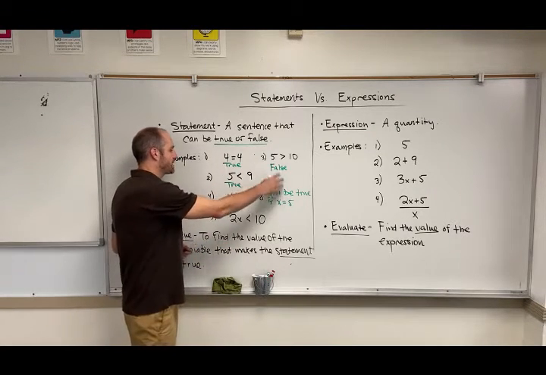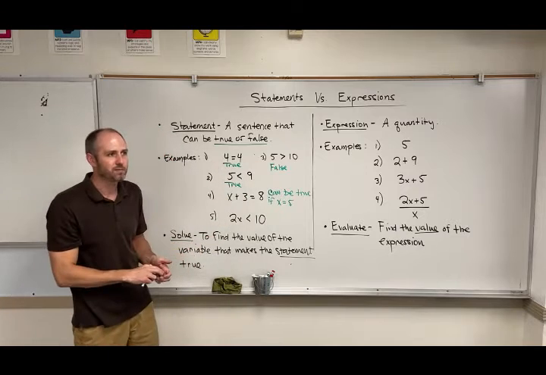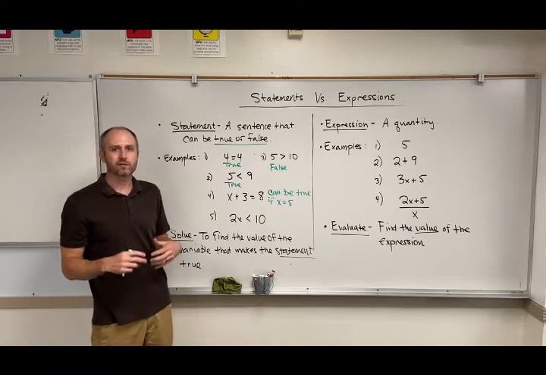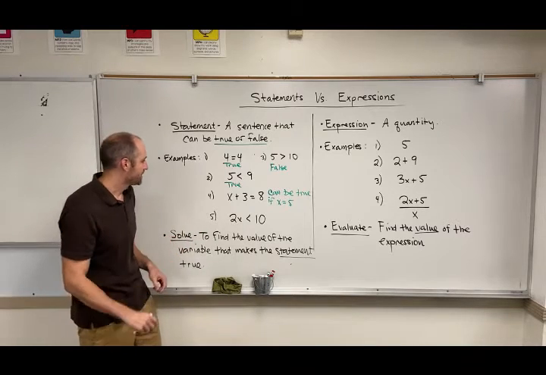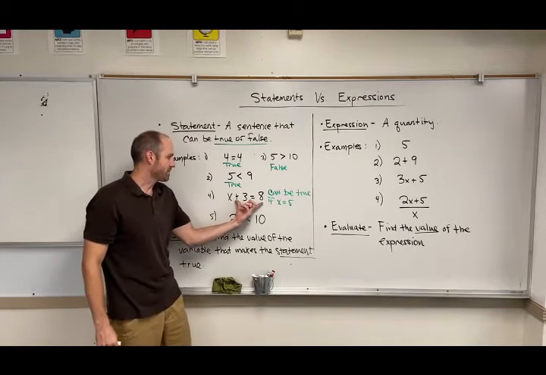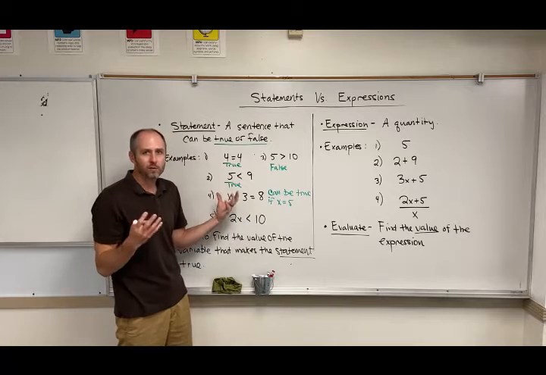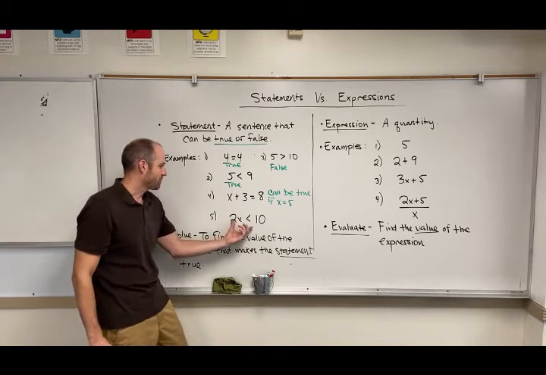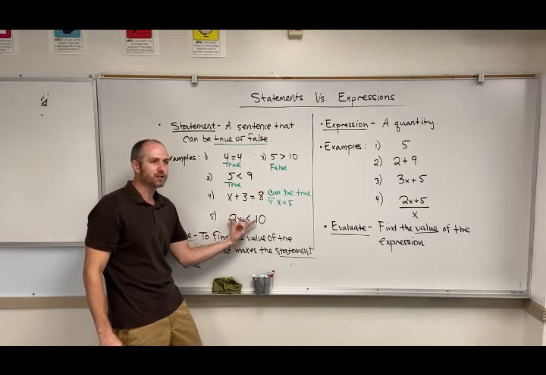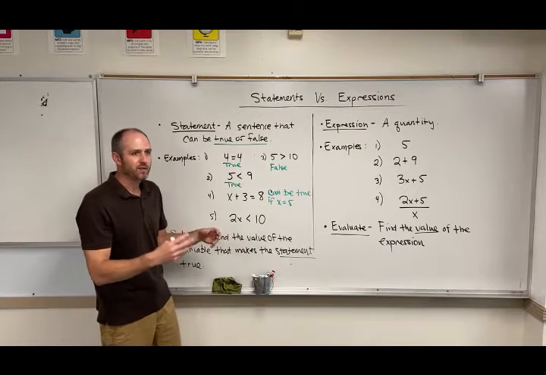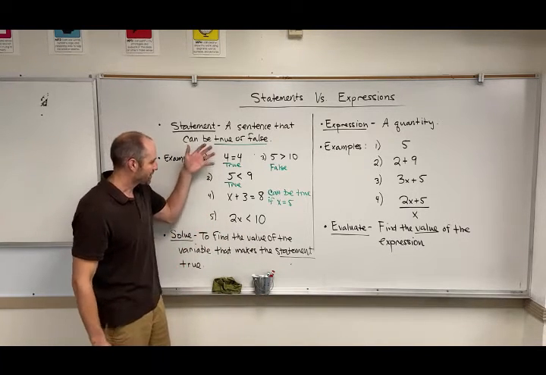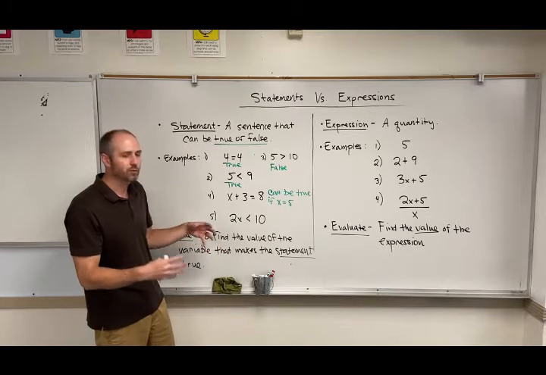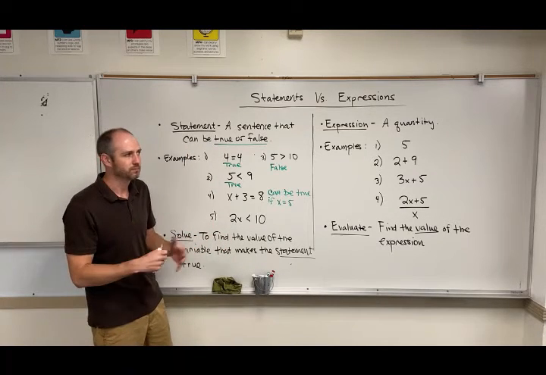So here are all these statements. Here are 5 examples of statements. What value of the variable would you have to use to make the statement true? That's what solve means. So what value of x would make this statement true? It is 5. Okay, we solved it. What value of x would make this inequality true? Any value of x that is less than 5. Okay, we solved it. So statements are solvable in that we're trying to make them true.